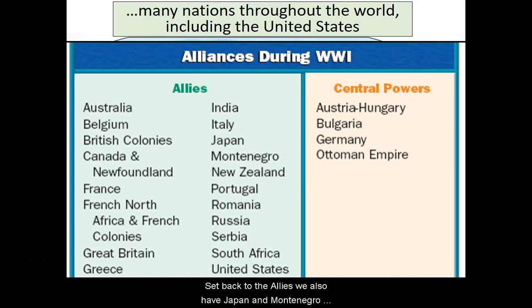But back to the Allies. We also have Japan and Montenegro and New Zealand, Portugal, Romania, Russia, Serbia, South Africa, and the United States. So as you can see, there's a really long list of countries that help out Great Britain, France, and Russia, including the United States eventually.